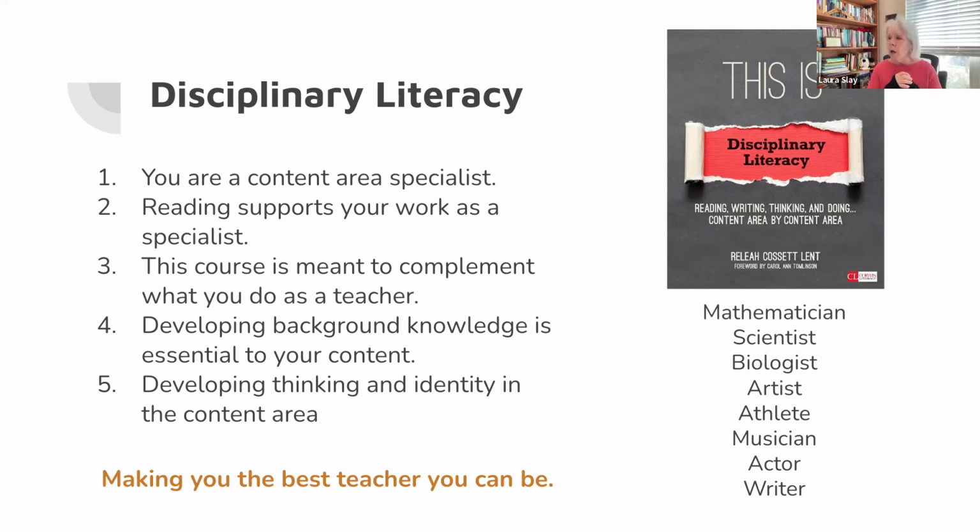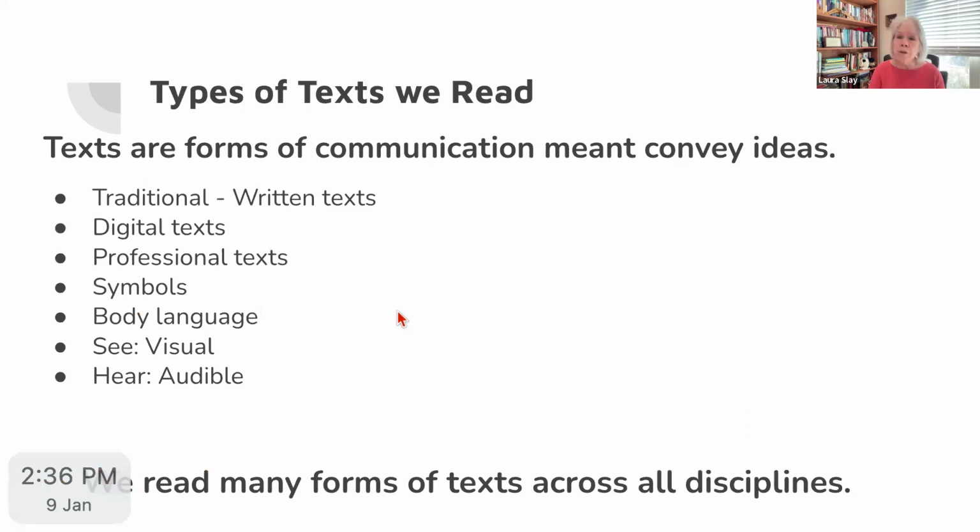I'm an author. We have mathematicians and scientists and biologists. You learn to think like an artist. You learn to think like an athlete or a musician, et cetera, et cetera. And in order to do that and develop the literacies involved in all of this, we talk about two different types of reading. One, we read texts, just good old-fashioned traditional texts.